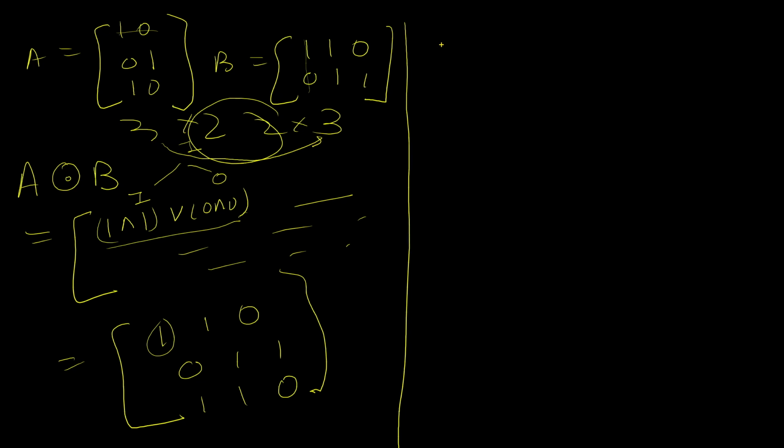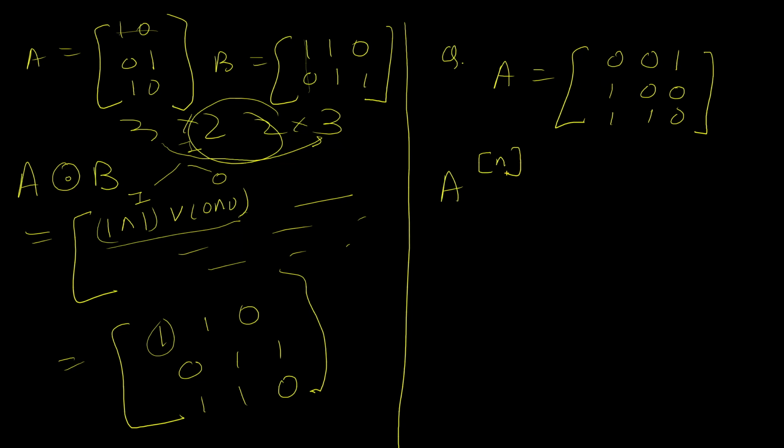There's one more question that I want to draw your attention to. A is given to be this matrix, and the question says find A to the power n. By the way, this is the notation we use when we want to say multiply the matrix A with itself n times. It says find this for all n greater than 0.